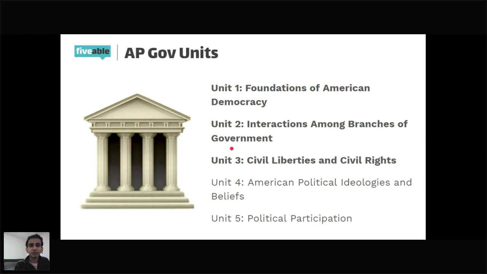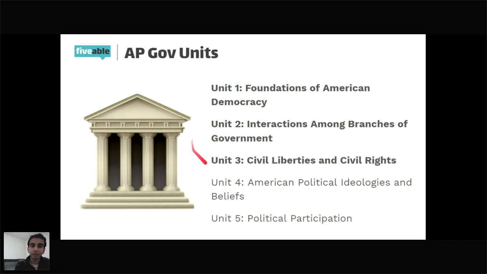If your teacher hasn't followed that order, Unit 1, what we're going to talk about, is basically all the history behind it. It's stuff that you probably learned in US history and a little bit more just about democracy. Unit 2 is all the 3 branches of government, checks and balances, and bureaucracy, stuff like that. Then Unit 3 is basically civil liberties and civil rights.